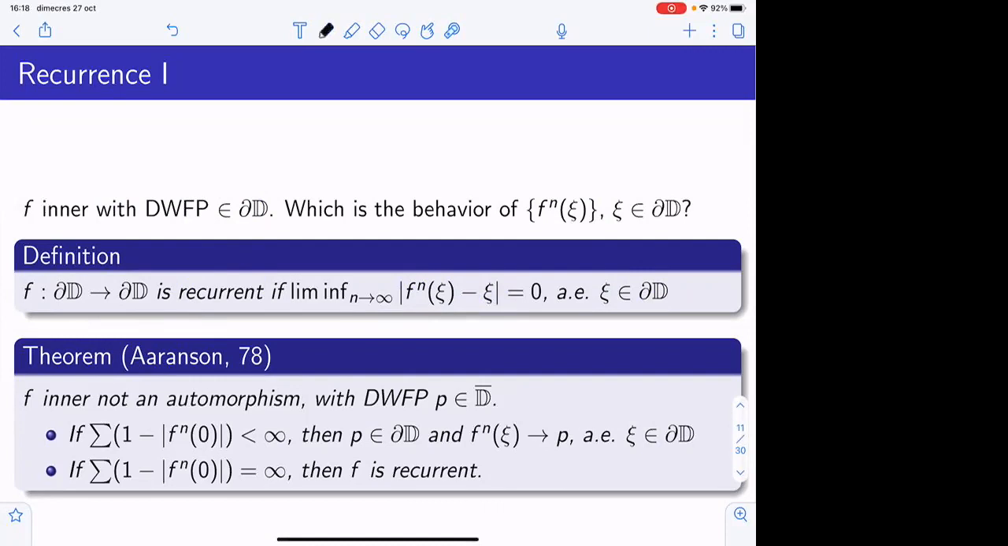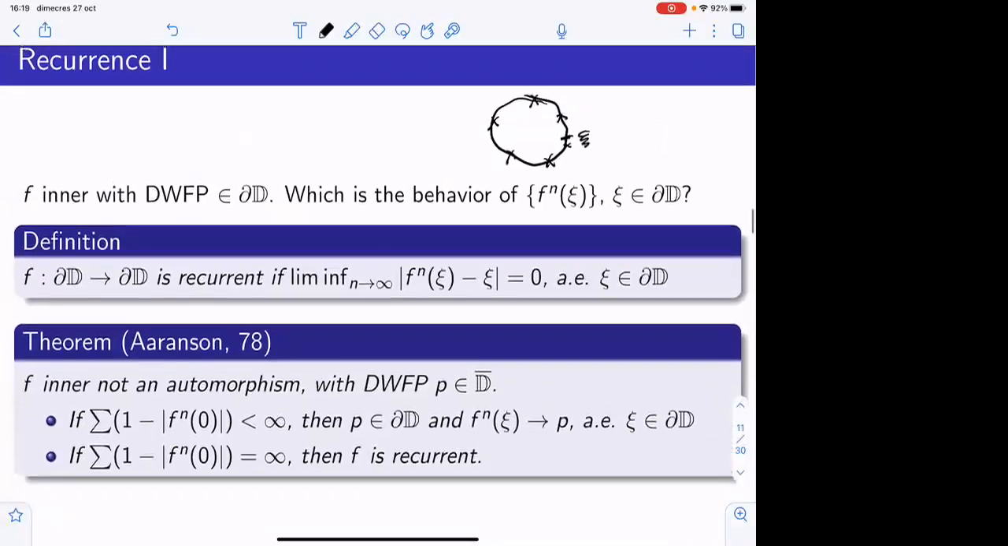So this means the following, right? You have here the unit circle. You start with a point psi. Then the orbit, of course, visits many other points. But it happens that infinitely often you are close to the point psi. Okay? Well, and here is the nice result by Arancha. It says the following. You have an inner function, which is not an automorphism, and with the Denjoy-Wolf fixed point, which is in the closed unit disk, as always has to be.